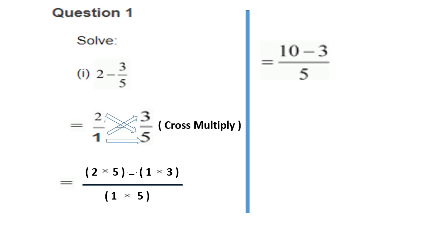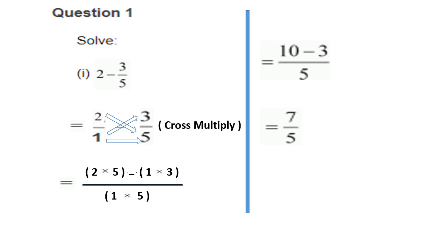Look here, this is a different sign. So for different signs I will subtract the smaller number from the larger one. So 10 minus 3 is 7. So I got 7 by 5. Here 5 is lesser than 7. It means what? This is an improper fraction.